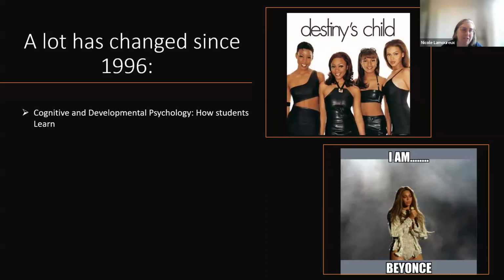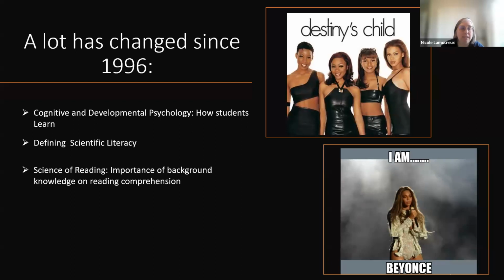So what are some things that have changed? Well, cognitive and developmental psychology on how students learn, in the early 2000s, has looked at a bit of a difference in how we approach learning and teaching. We have the definition of scientific literacy from PISA. We have the science of reading, so the importance of background knowledge on reading comprehension. This is where science and social studies come in. These subject areas, even in primary, are ways of developing that background knowledge for our students. They give vocabulary, they give the understanding of the way the world works, and of course, the research in science education itself.